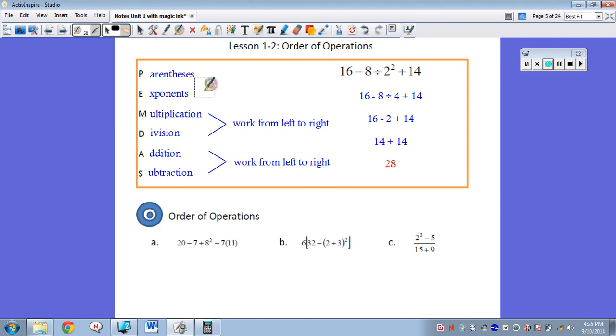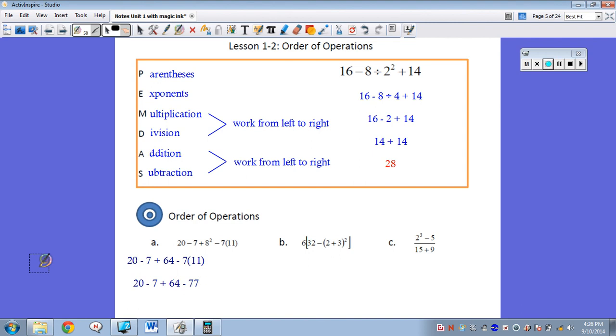So there are no parentheses, you go to exponents. You have an exponent of a 2, so you can do 8 squared first, which is 64. Okay, so you've got 20 minus 7 plus 64 minus 7 times 11. Then you go to either multiplication or division. You've got multiplication right here, which is 7 times 11, so you do that next. So you got 20 minus 7 plus 64 minus 77.